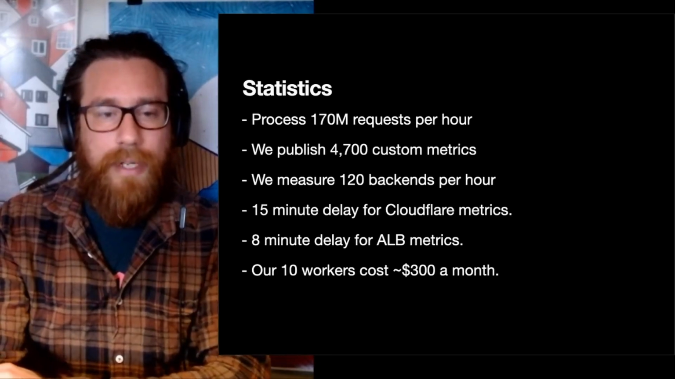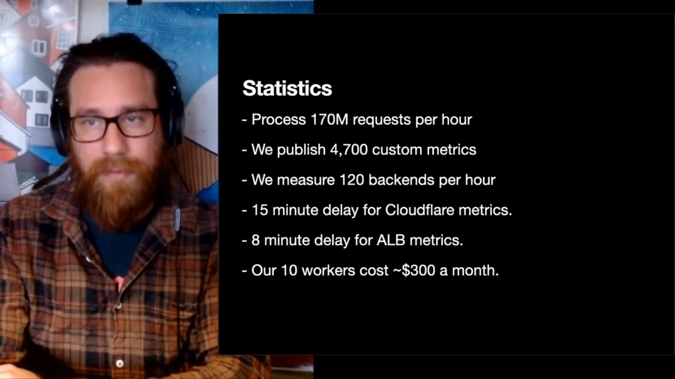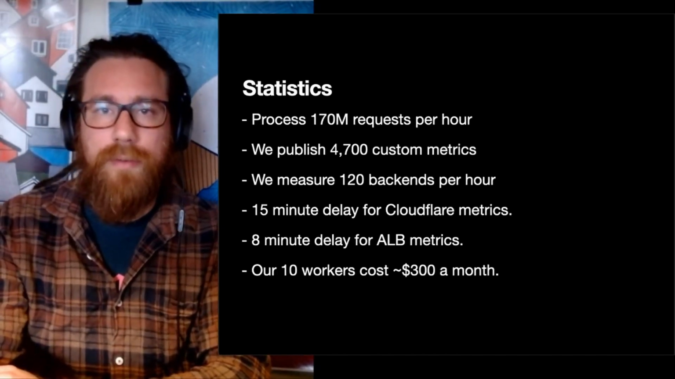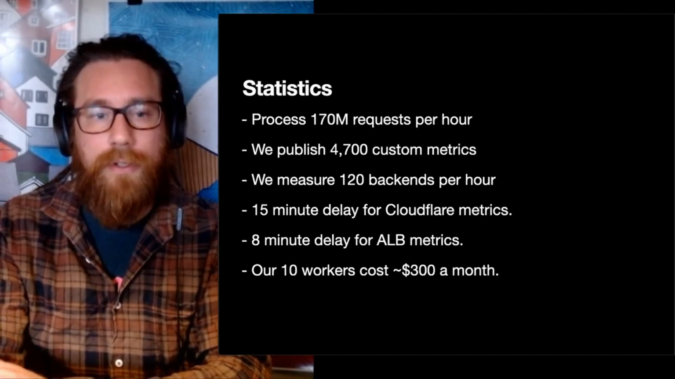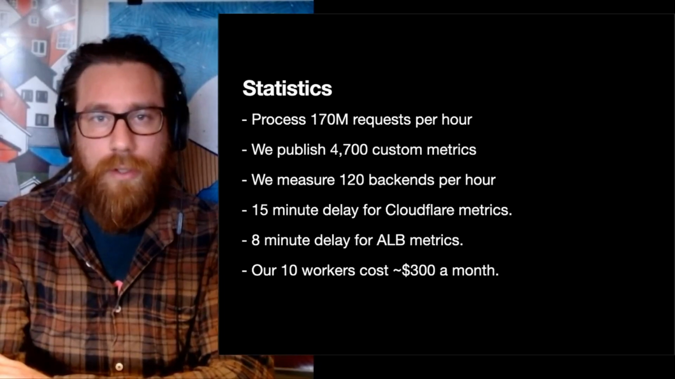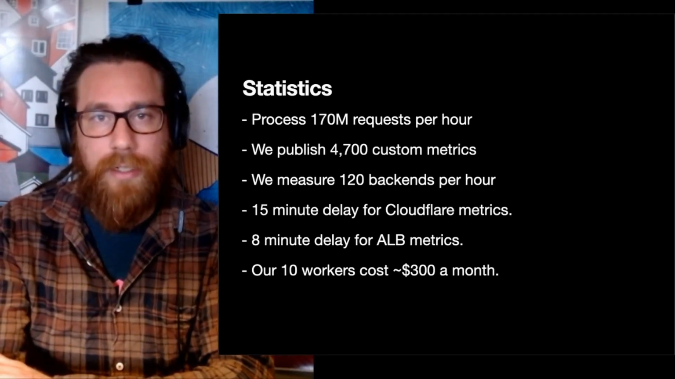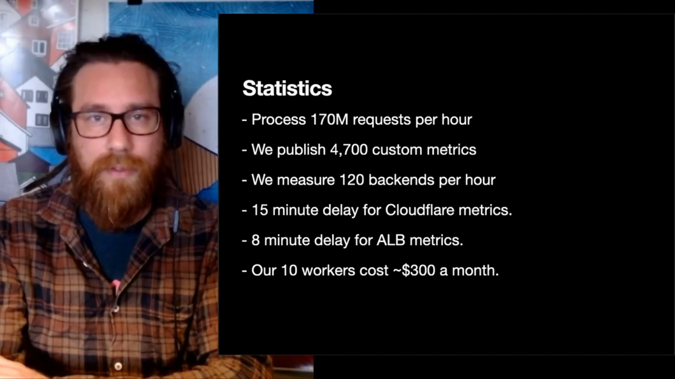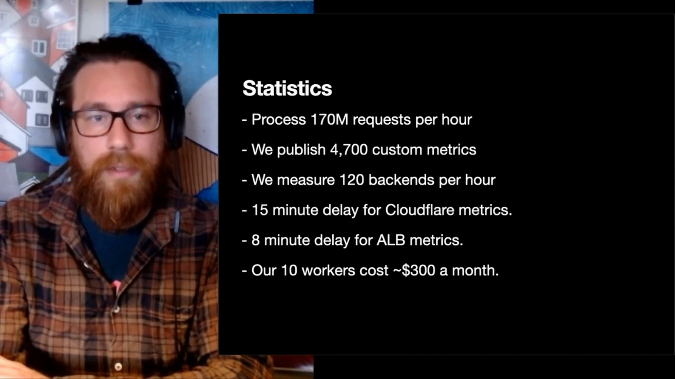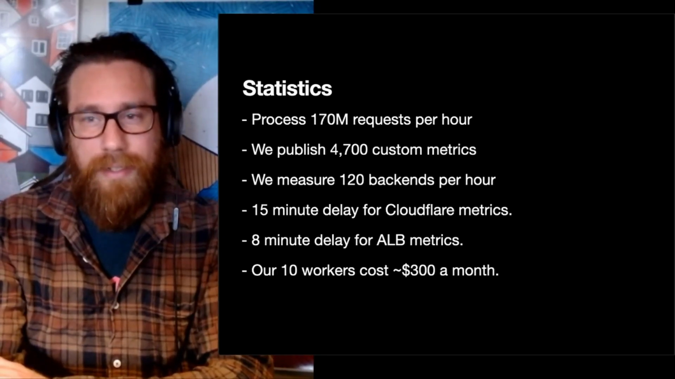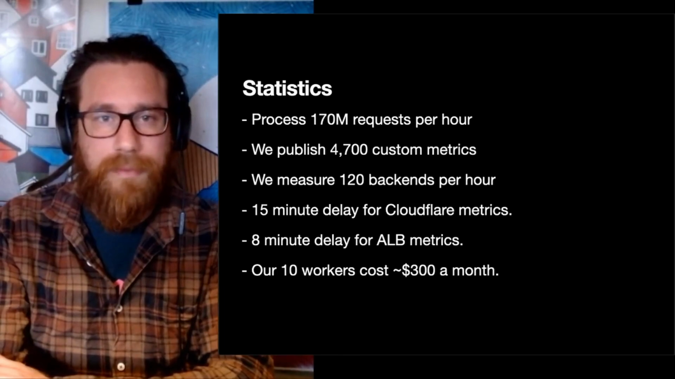And there's an 8-minute delay for ALB metrics. You need to wait 5 minutes for the logs to flush. Our 10 workers to keep up with this request volume cost $300 a month. The workers are mostly implemented with awk, and they're glued together with some shell. That was chosen because it's really, really fast and it uses few resources. It works pretty well, and it could be optimized further perhaps, but it's good enough for now.